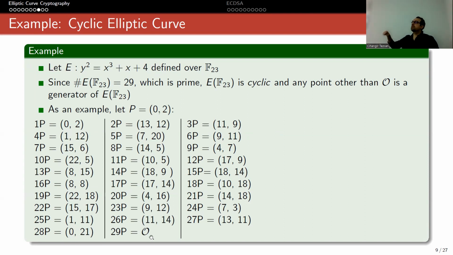So an element can generate all of the other elements in the group. This is called the generator of this group. And this is a cyclic group. Every element does that.